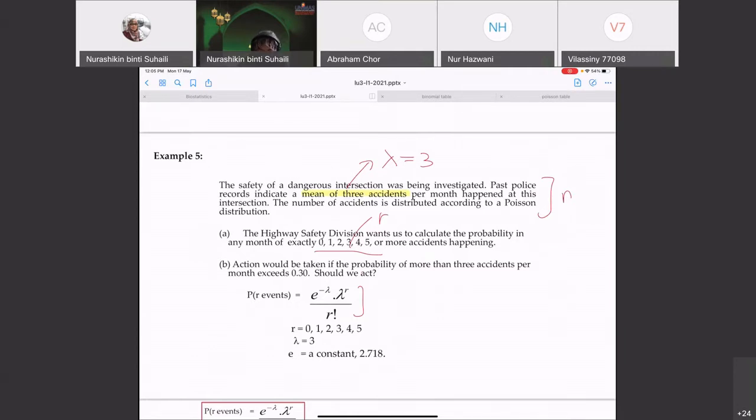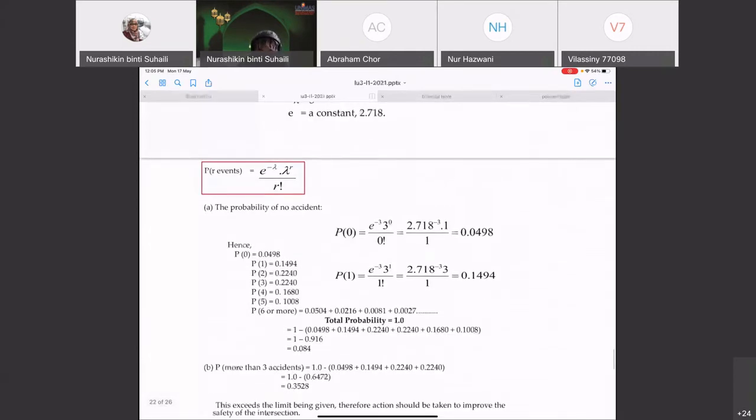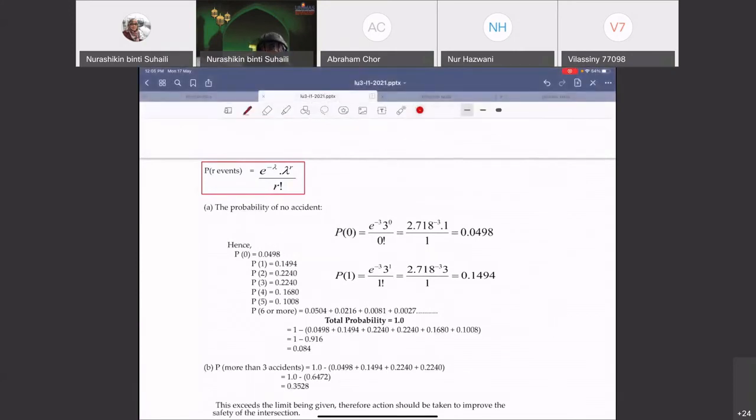So how to solve this problem? Basically you have to find what is the P of 0. Let's have a look at P(0), so that means r is 0. You just have to substitute the value of r into this formula. We know that lambda is 3. e to the power of minus 3 multiplied by 3 to the power of 0, because r is 0. 0 factorial is 1.